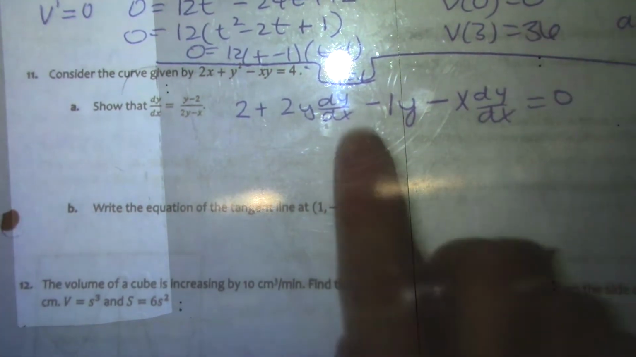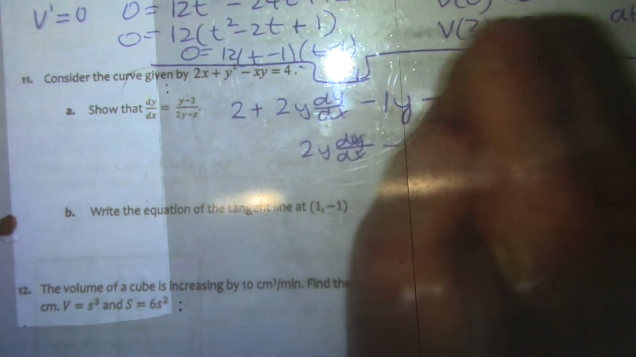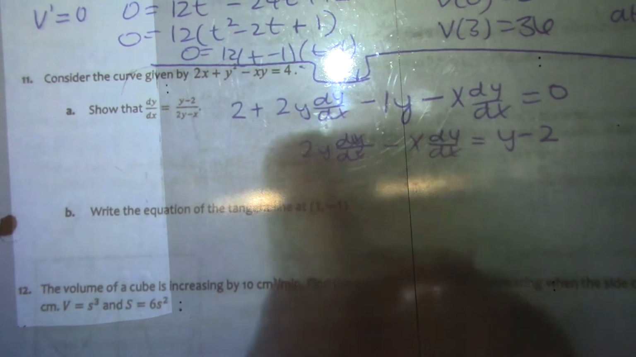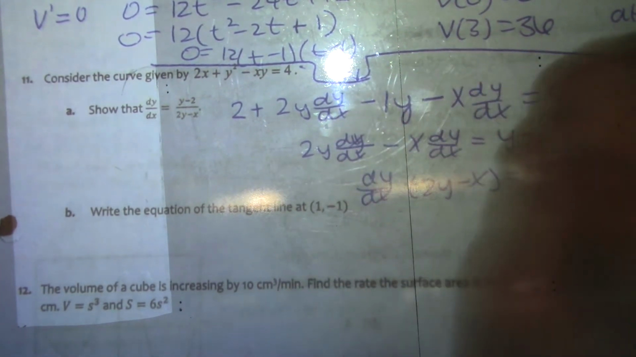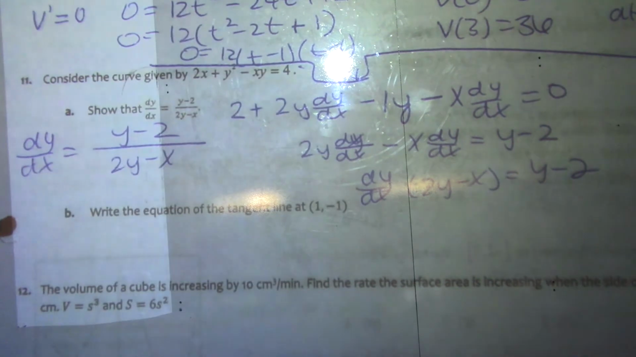Equals 0. Now I'm going to add the y and subtract the 2 over. So I've got 2y dy/dx minus x dy/dx equals y minus 2. And then now I'm going to factor out the dy/dx. (2y minus x) dy/dx equals y minus 2, so then dy/dx equals y minus 2 over 2y minus x.